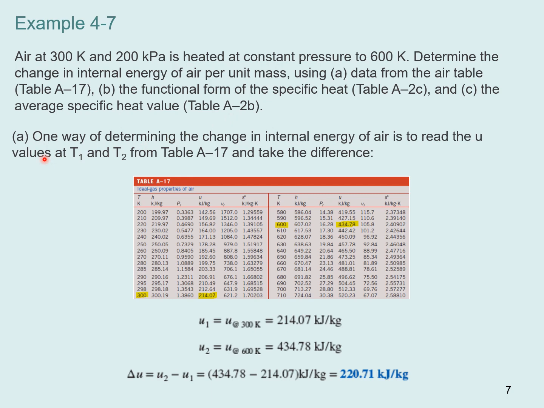So for using table A, you can look in table A17, which I've clipped here. This is for air, treating air as an ideal gas. So at 300 K, you can look up the u value. It's 214.07 kilojoules per kilogram. We can do the same thing at 600 K. We can just look the value up for the internal energy, and then we can subtract the 2.